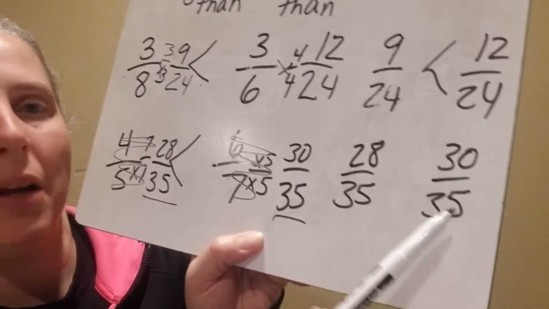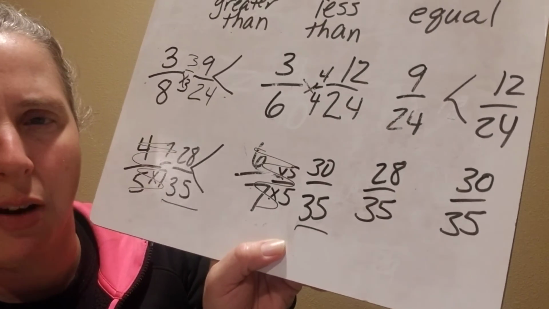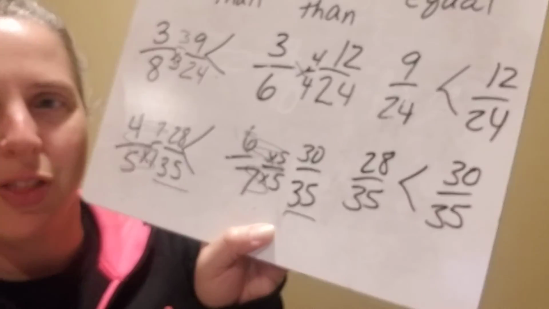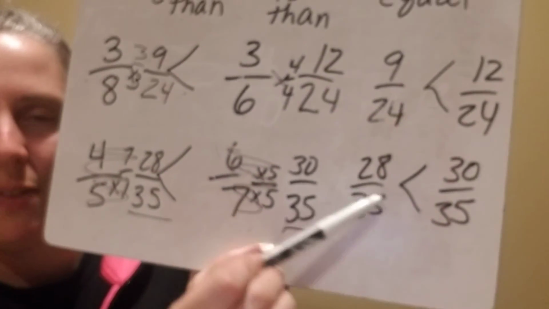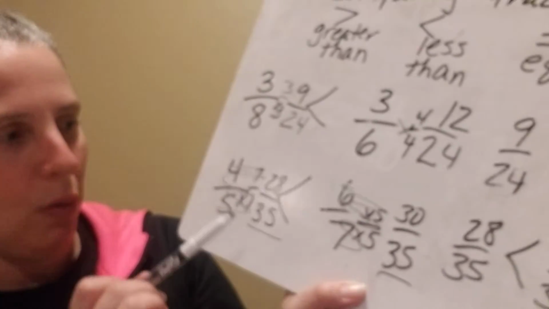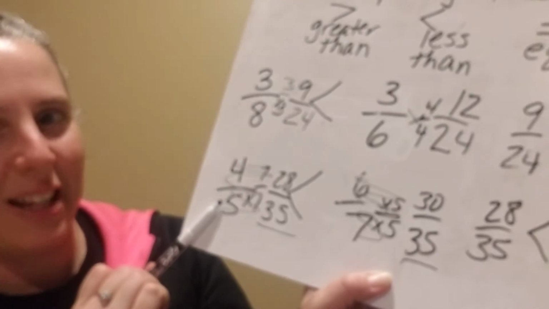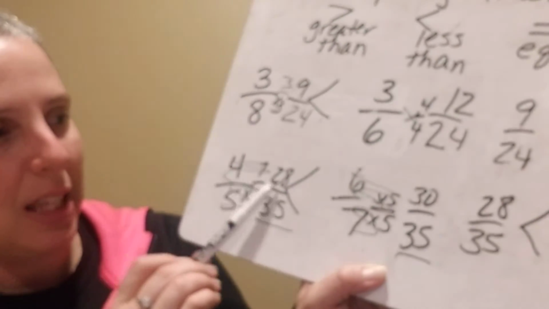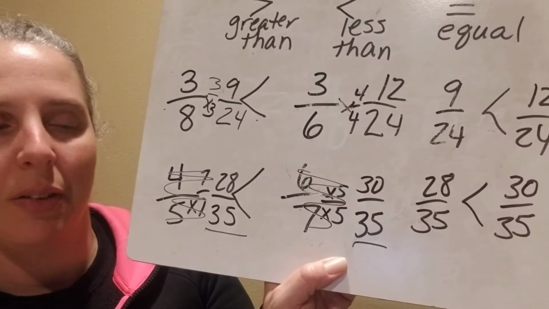Now that they have the same denominator, it's easy to see which one's larger, 28 or 30? 30. 28/35 is less than 30/35, which means 4/5, can't see it very well because I had to cross it out, is less than 6/7. Okay, you should have been able to see that with your fraction strips, but there's other ways to figure it out as well. We're going to keep working on that, not so much on the comparing, we'll be looking at them, but you're going to use some of those concepts to help you as we go into adding and subtracting fractions.